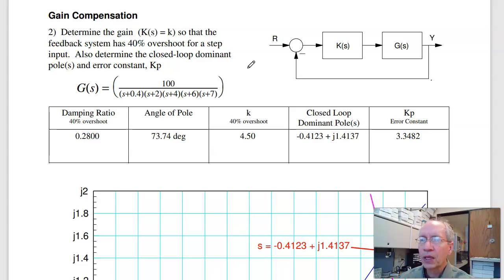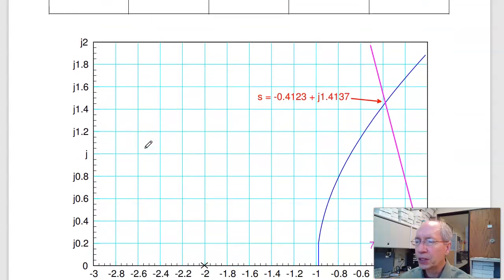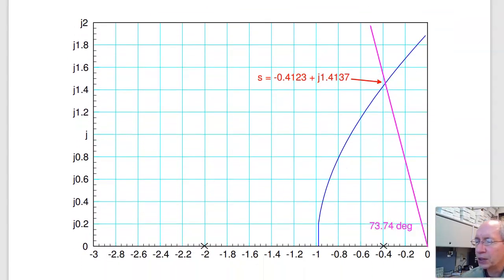Problem 2 is root locus and gain compensation. First, I want to get 40% overshoot. So if we go to the second order damping curves, it's between 0.2 and 0.3, closer to 0.3. So estimating about 0.28 would be the damping ratio. Take the arc cosine, it's 73 degrees. So here's your damping line. It leaves the origin at 73 degrees, and to draw that, take the tangent. The tangent of 73 degrees is 3.8, so over 1, up 3.8, over another 1, up 3.8.